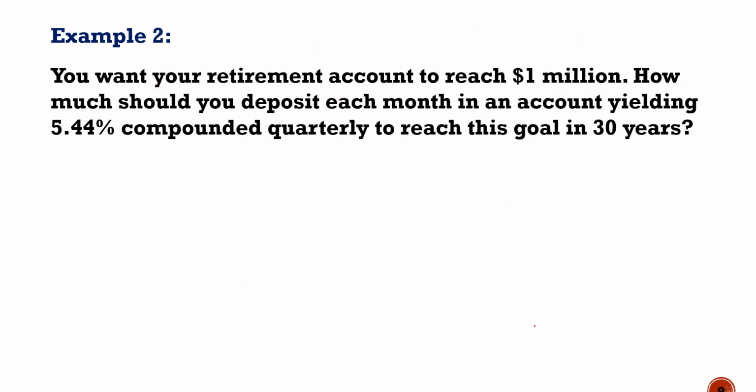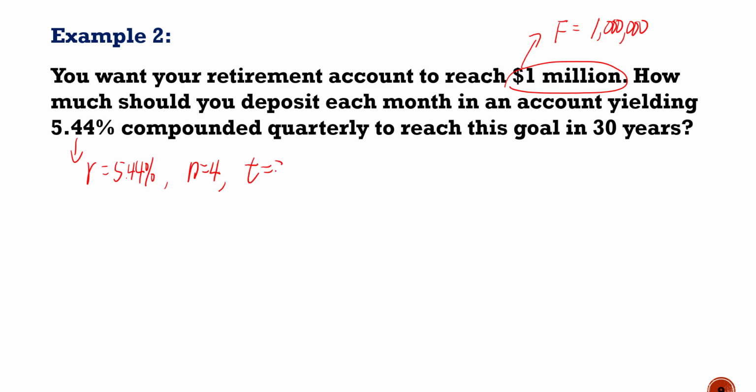Example 2, you want a retirement account to reach $1 million. So meaning you want $1 million in the near future. So this is the future value of the annuity, 1 million. How much should you deposit each month in an account yielding 5.44% compounded quarterly? So the rate is 5.44% compounded quarterly. That means n is 4. And reach this goal in 30 years.